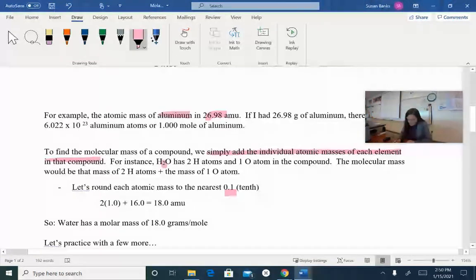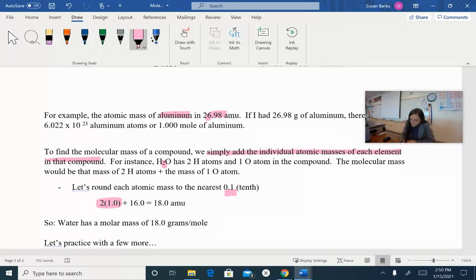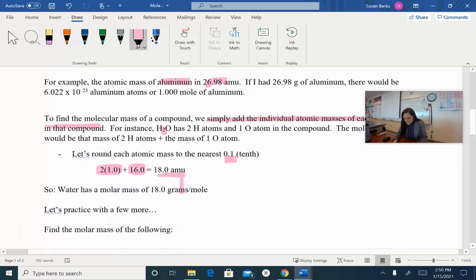So I'm going to grab 2 times 1 for the hydrogens, and 16.0 for the oxygen, and add them together. That will give me a molecular mass of 18.0 atomic mass units. So if I want a mole of water, I'm going to make that grams. 18 grams of water will give me a mole, or 6.022 times 10 to the 23 molecules of water. That's just a little bit more than a tablespoon of water. Okay, so we're going to practice with a few more.